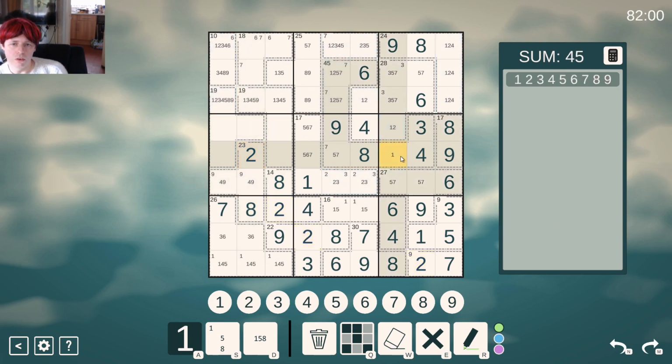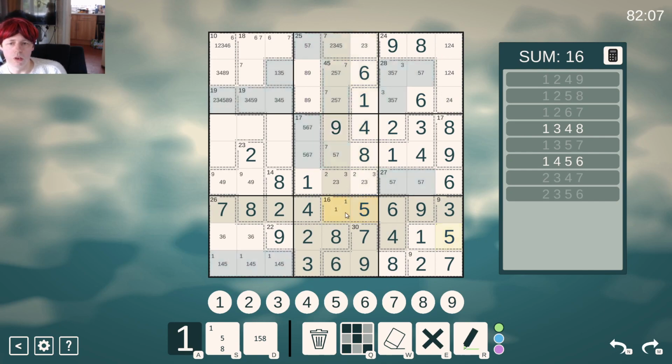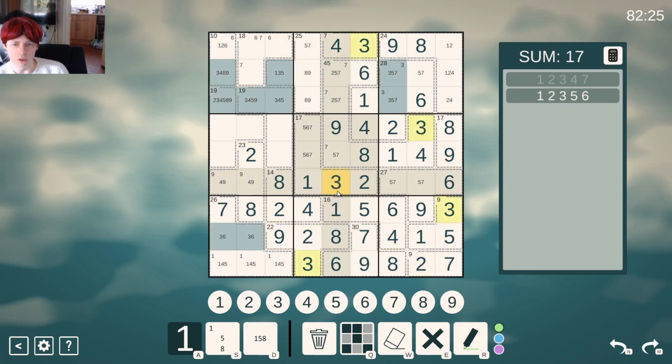So now we've resolved the 1 there, and the 2 there, and the 1 there. And the 5 there, and the 1 there. That's the only place left for 4. So that gives us the 3 here, and that must be 2, and that must be 3. It's incredible how it comes together.